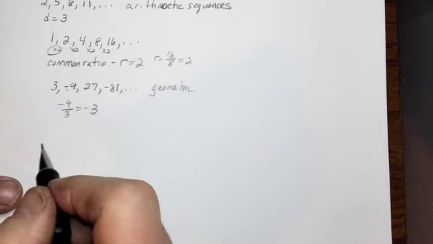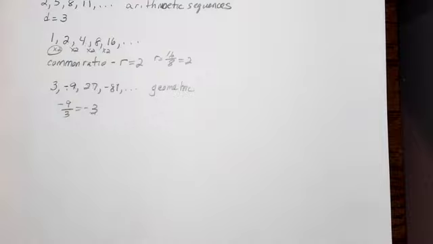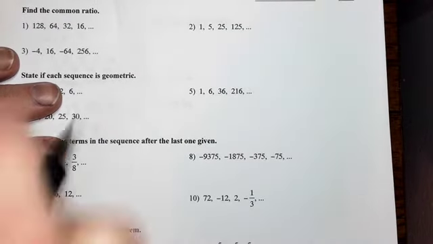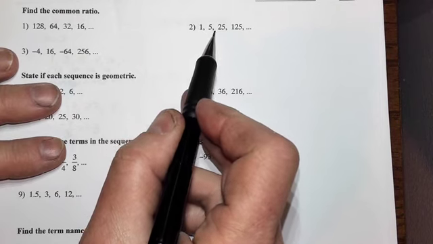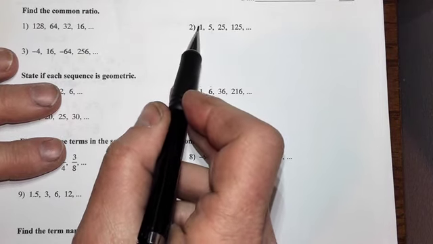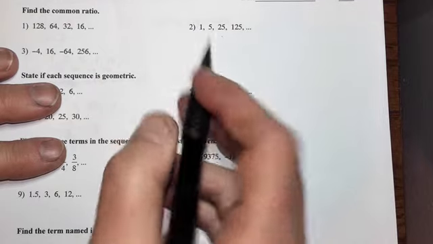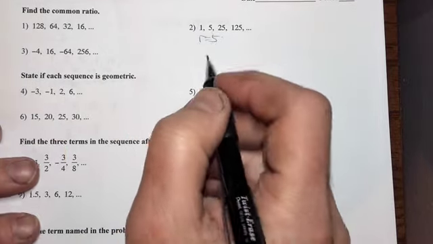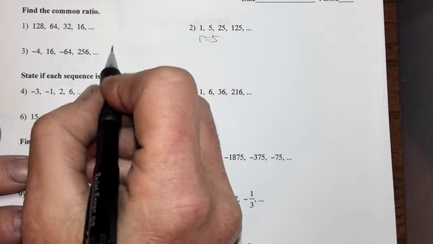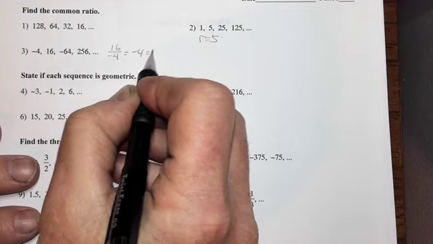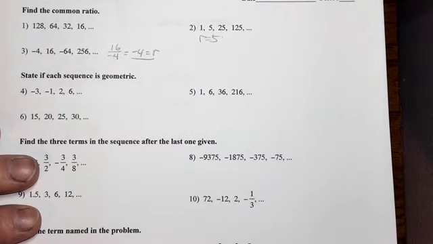If you were given a sequence, let's look at a couple examples here. We look at the first one to find the common ratio. If I were to look at this one, we just do 5 divided by 1 is 5. 25 divided by 5 is 5. So the common ratio would be 5. This one I could do 16 divided by -4, so the common ratio is going to be -4.